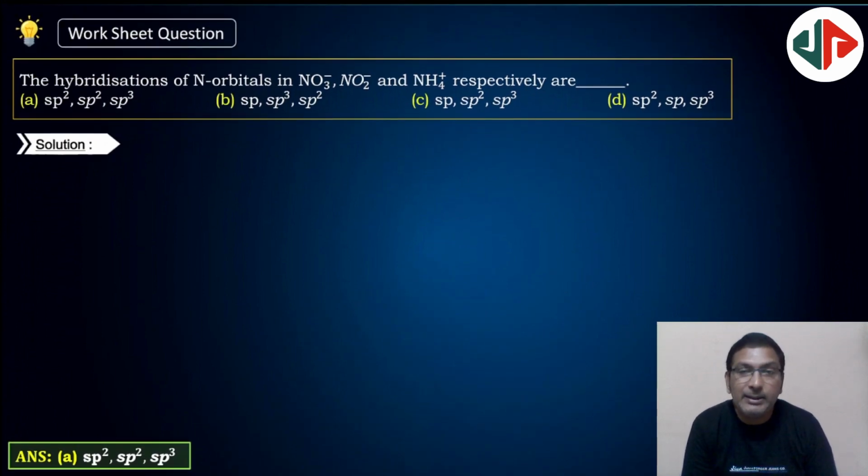Hybridization of nitrogen in NO3 minus, NO2 minus, NH4 plus. So the hybridization formula.